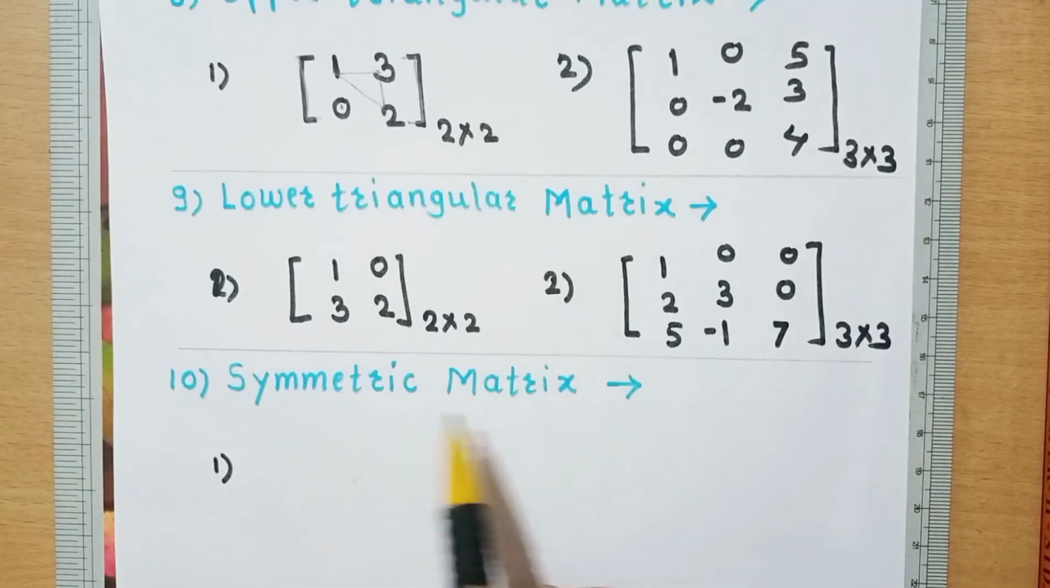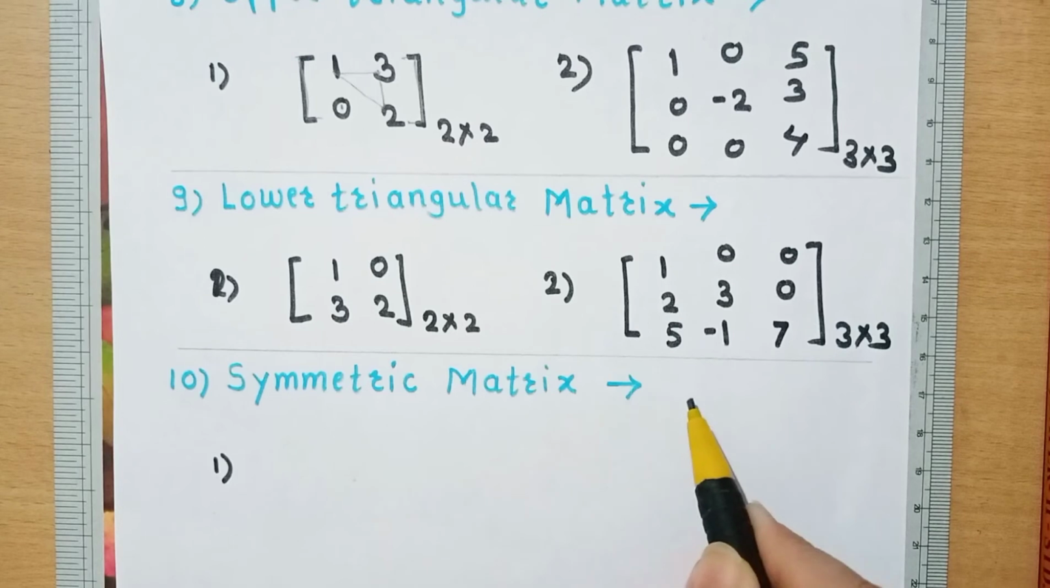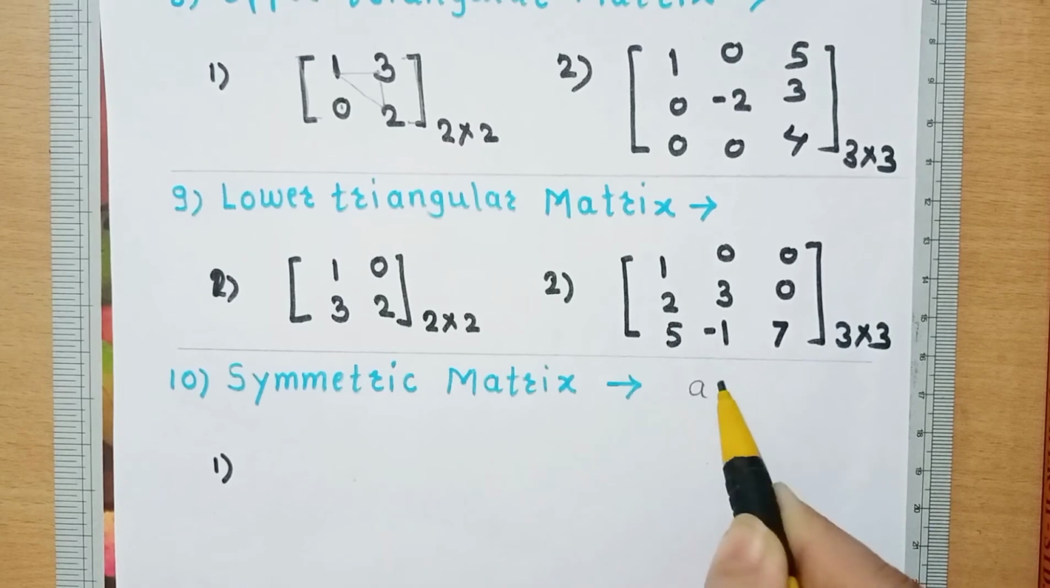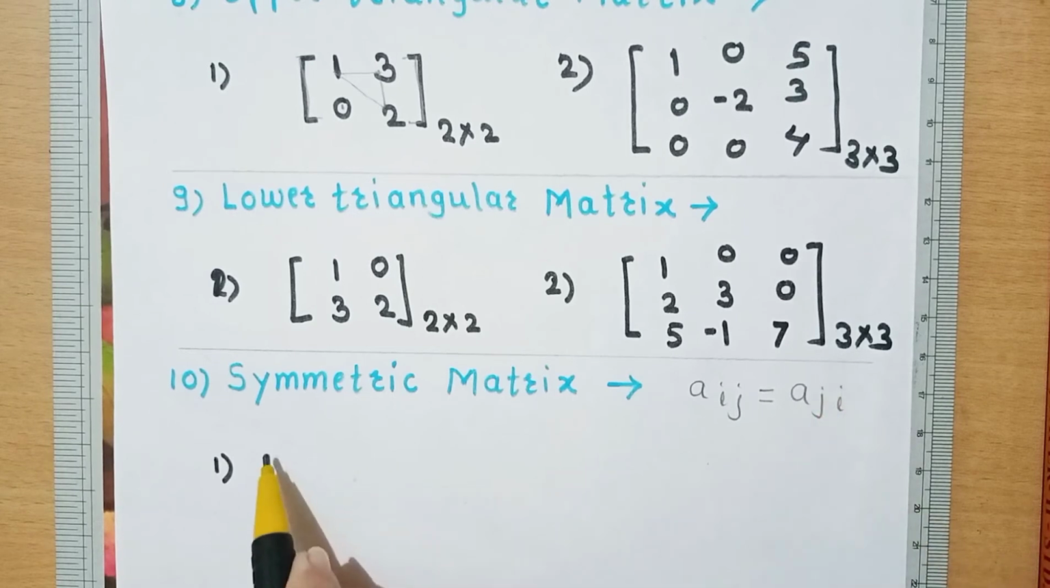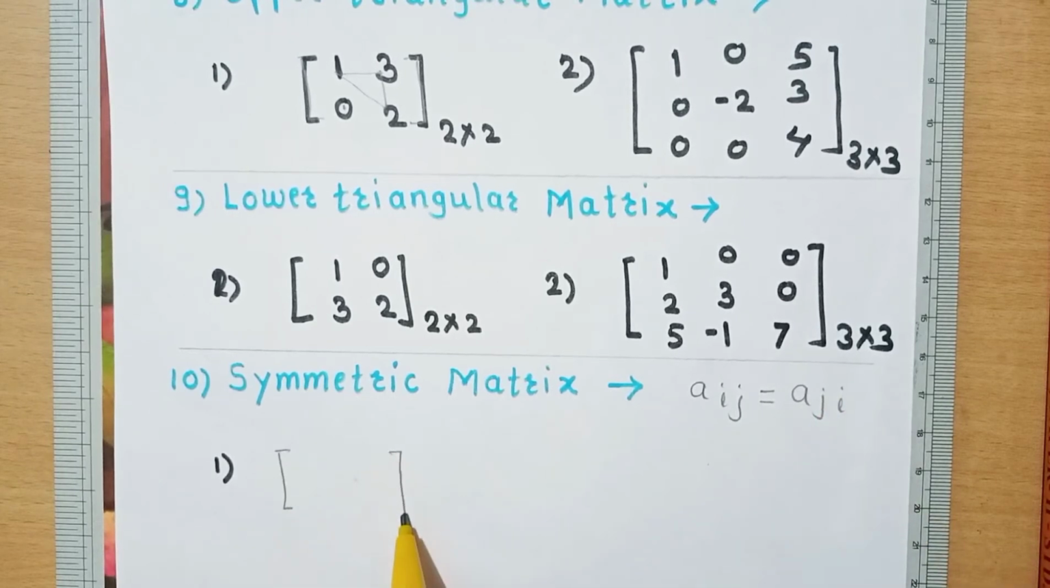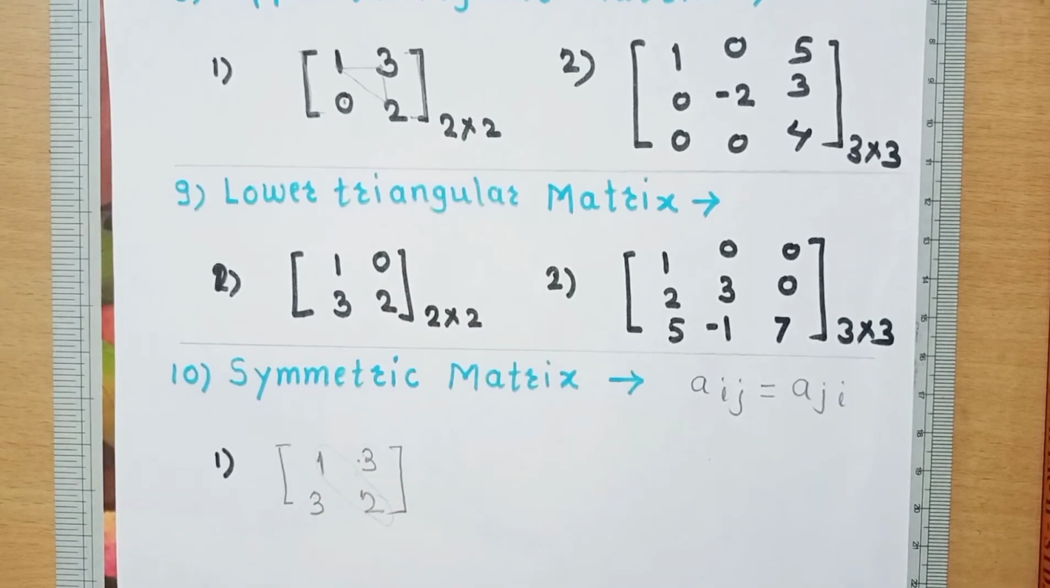Now next type is symmetric matrix. Means a square matrix in which Aij equal to Aji. Suppose this is the square matrix. There are 4 elements. So I am considering these elements 1, 2. So these elements are same. These are diagonal elements. So these elements are same. Suppose this is 3, then this is also 3. So this is symmetric matrix of order 2 by 2.